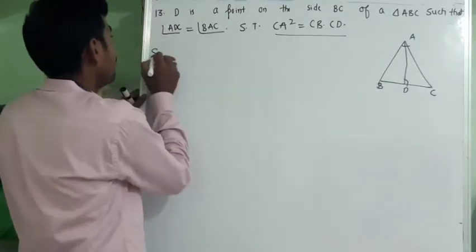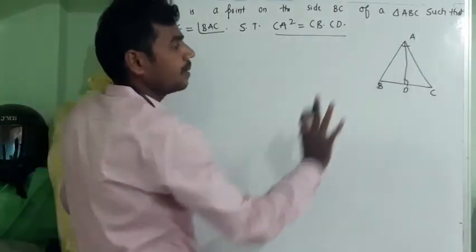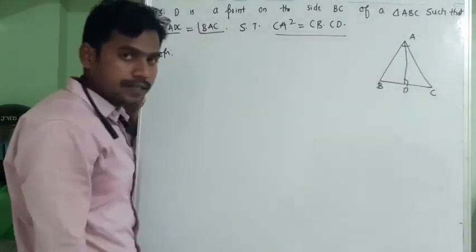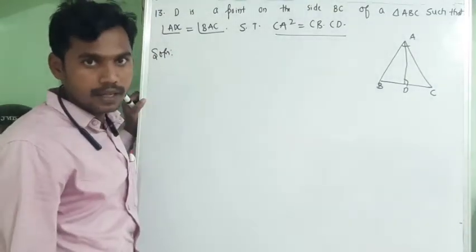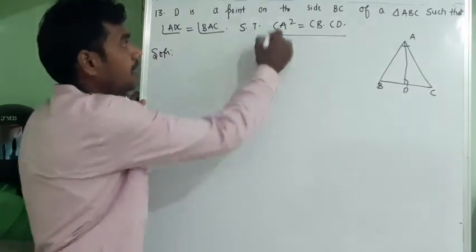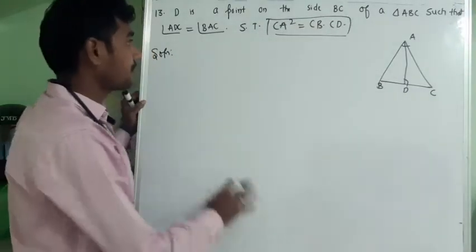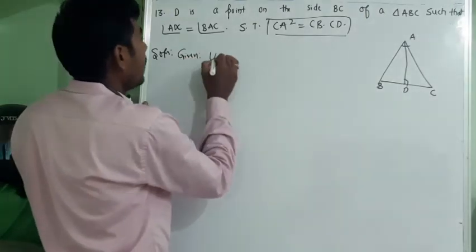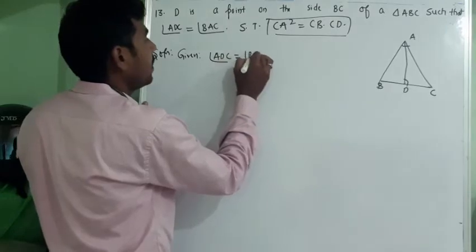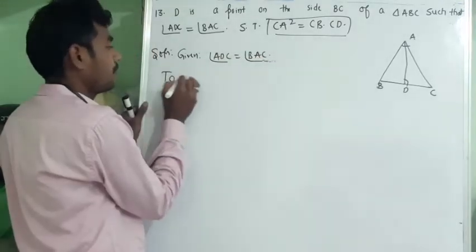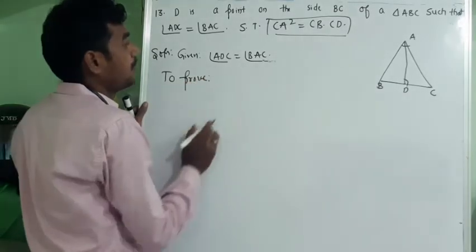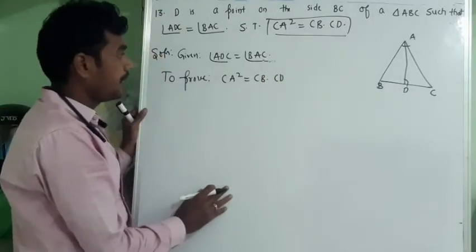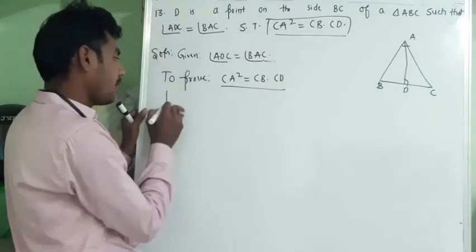First we'll show these two triangles are similar, that is triangle BAC and ADC. Then we'll write the proportionality of sides, then we can arrive at this particular equation. Now, what is given to us? Angle ADC is equal to angle BAC. What is required for us to prove? We need to prove CA square is equal to CB into CD. Fine. Next, we need to write the proof.